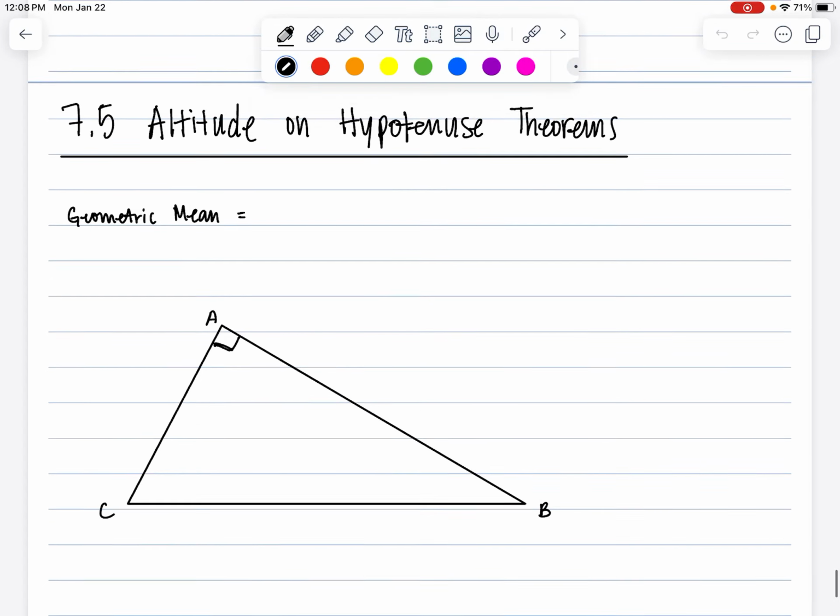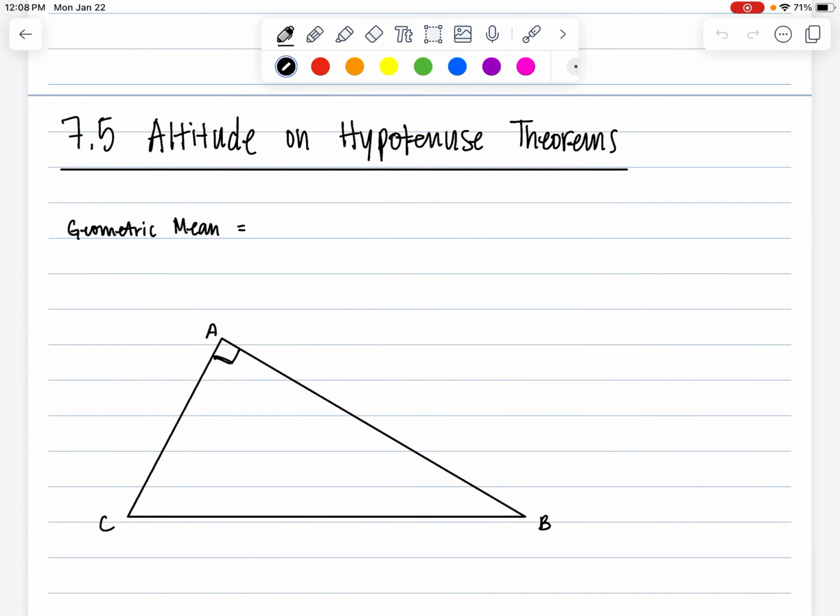Hello, and welcome to 7.5 Altitude on Hypotenuse Theorems. We're still working with similarity, but specifically we're going to be working with right triangles. So the first thing we actually need to know is what geometric mean is.